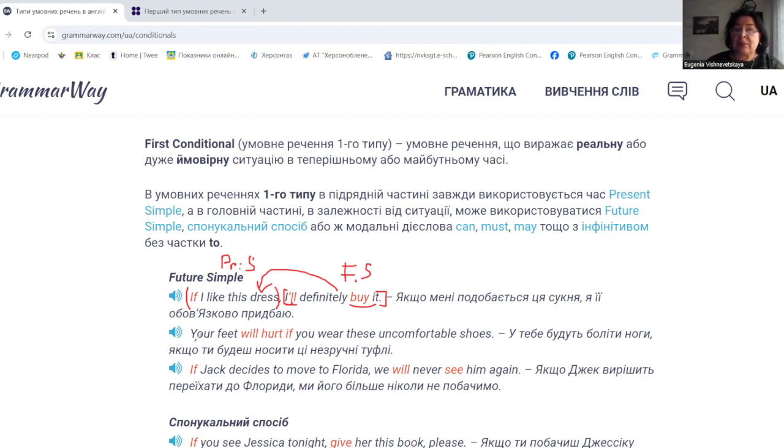The next example: your feet will hurt if you wear these uncomfortable shoes. Your feet will hurt. It is the main clause. Why? In what condition will your feet hurt? If you wear these uncomfortable shoes. This is an if clause and we use present simple here. Look, you wear. This is present simple. And in the main clause, we use future simple, will and the verb.